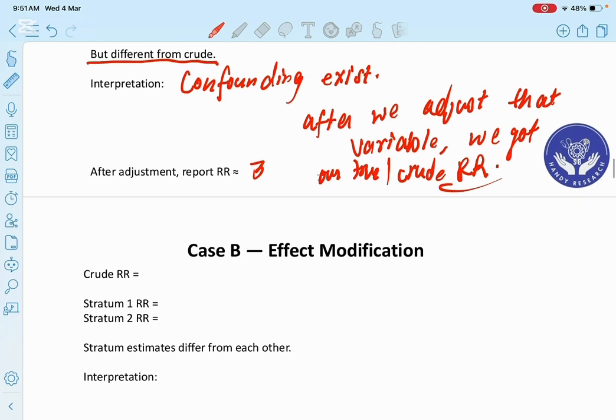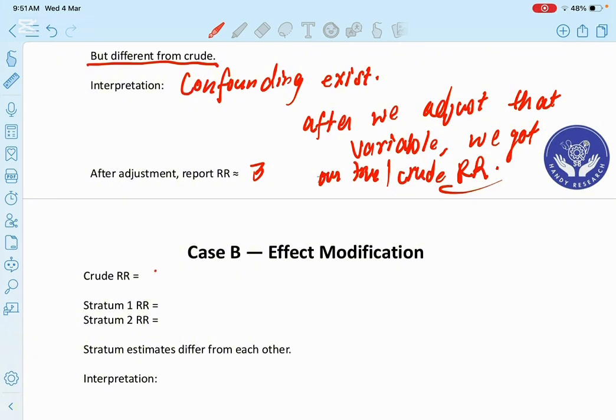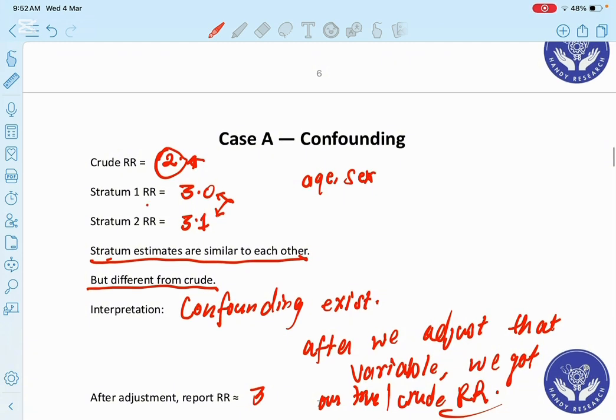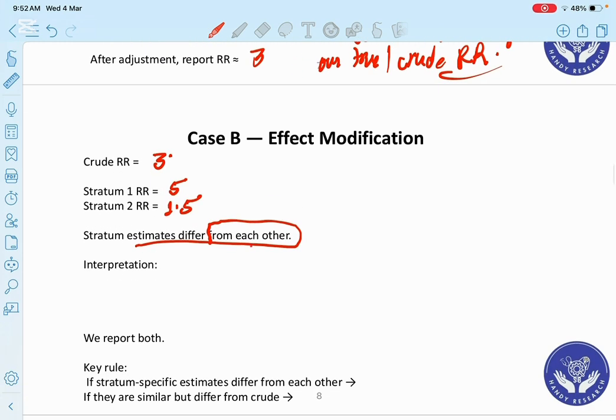But in case B, the crude risk ratio is 3, the stratum 1 risk ratio is 5, and the stratum 2 risk ratio is 1.5. Now the stratum estimates differ from each other. Remember, in the previous case the stratum 1 and stratum 2 risk ratios were quite similar to each other, but here they differ from each other and from the crude risk ratio as well. That's why it is effect modification.